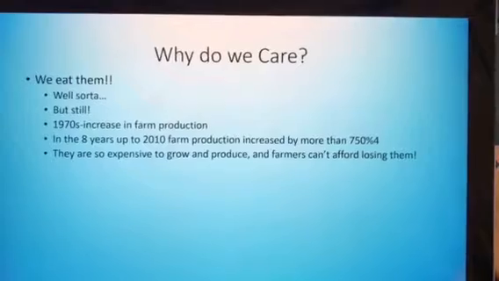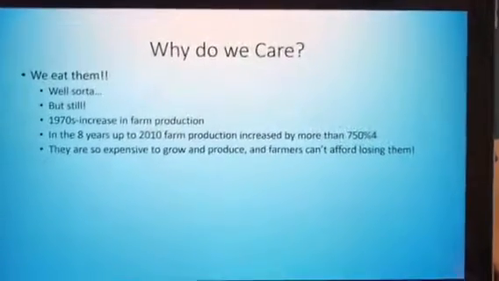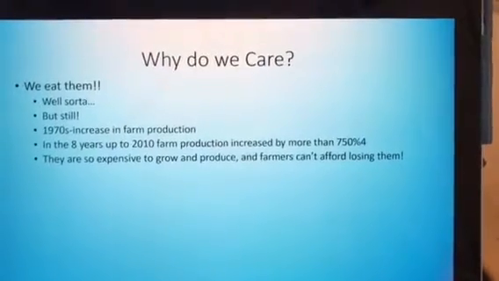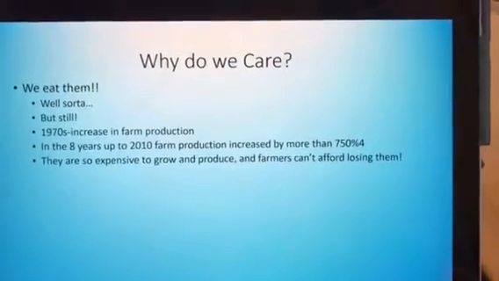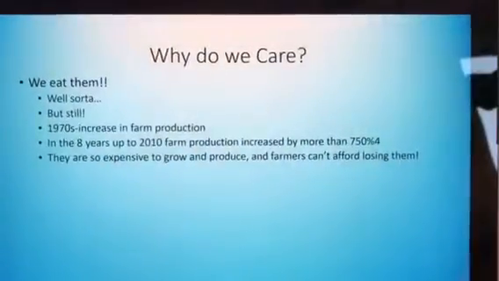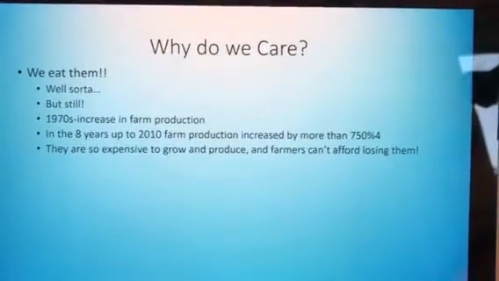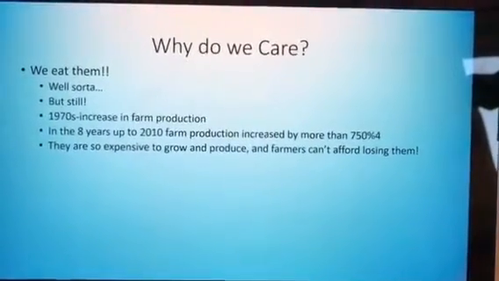Anyways, in the 1970s, there was a huge increase in farm production of abalone, and in the 8 years leading up to 2010, farm production increased by more than 750%. That's a very big number. They are so expensive to grow and produce, and farmers just can't afford losing them. Plus, their licenses are like hella expensive.